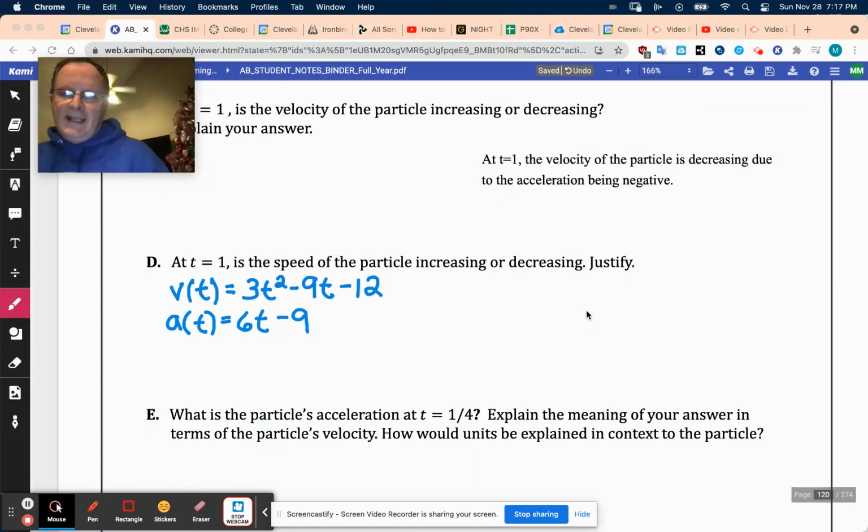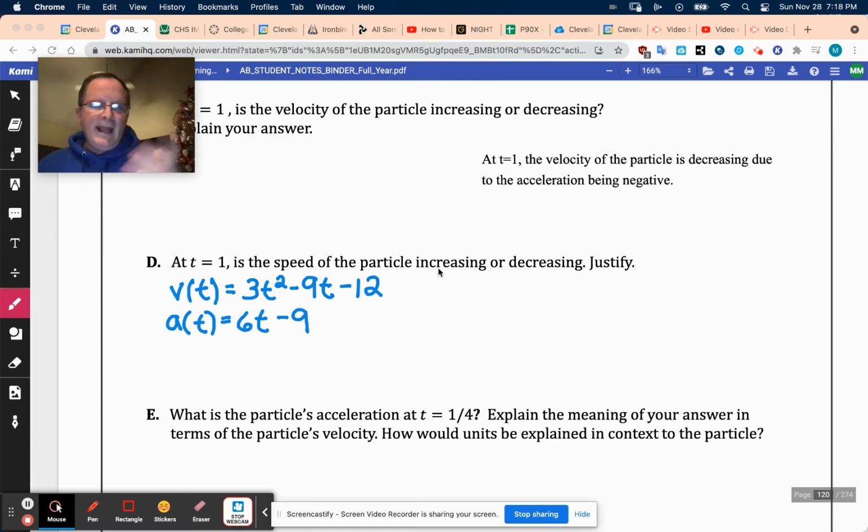Okay, on part D, at t equals 1, is the speed of the particle increasing or decreasing? Well, here's how you decide. If velocity and acceleration have the exact same sign, if they're both negative, then that thing is being pushed to the left, and therefore the speed is increasing. If they have opposite signs, say one's positive, one's negative, then they're fighting against each other and slowing the particle down. If they're both positive, then it's pushing off to the right.